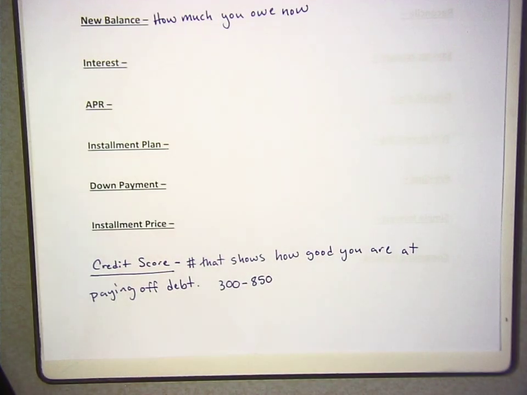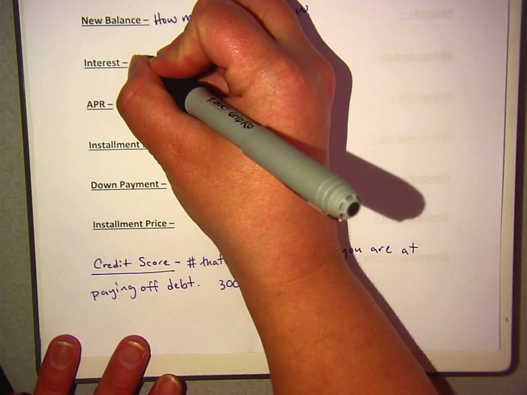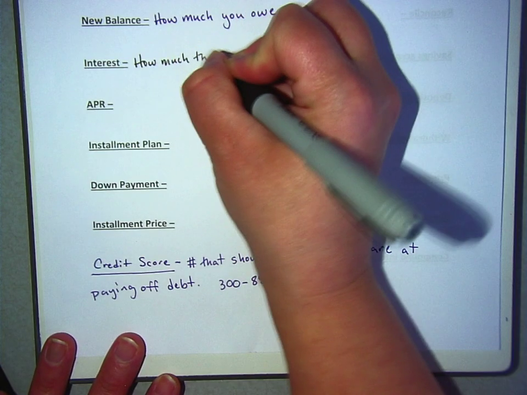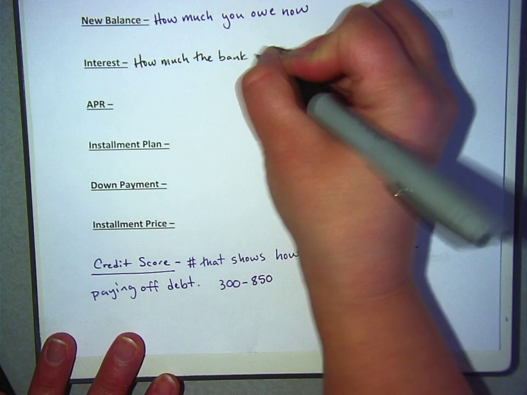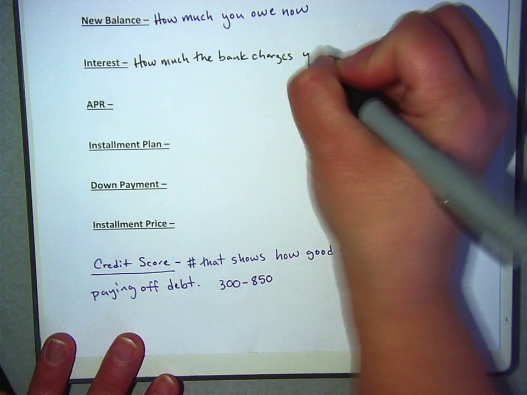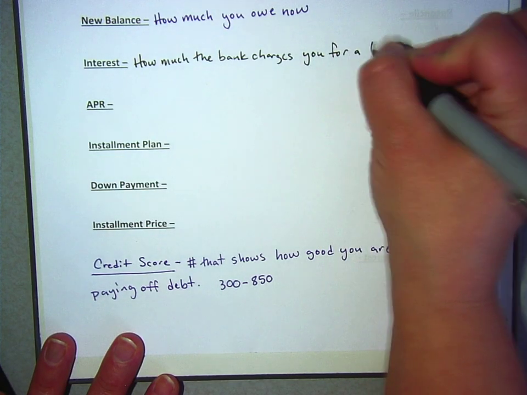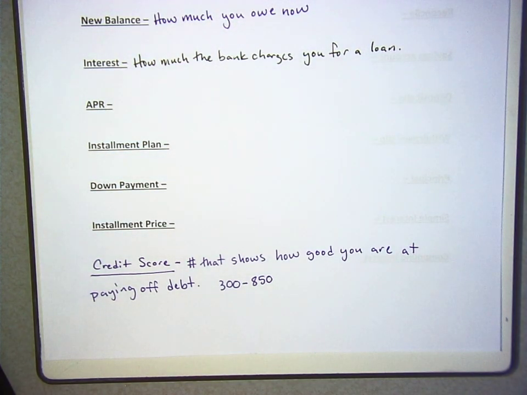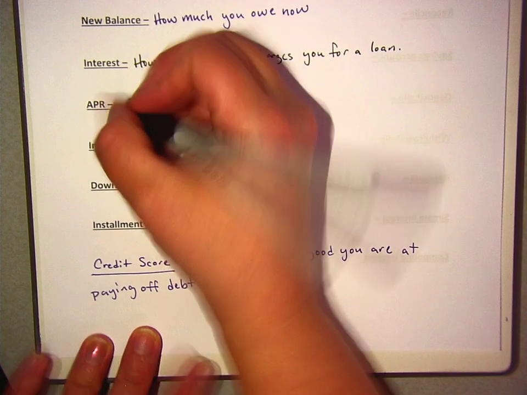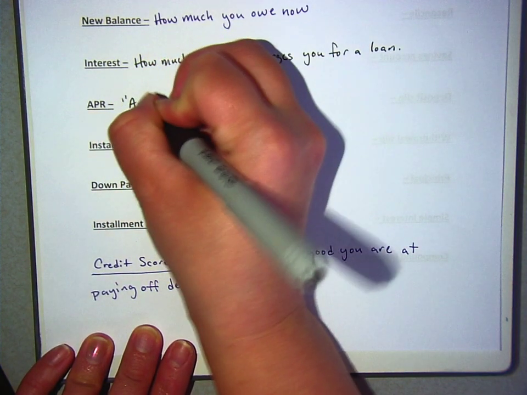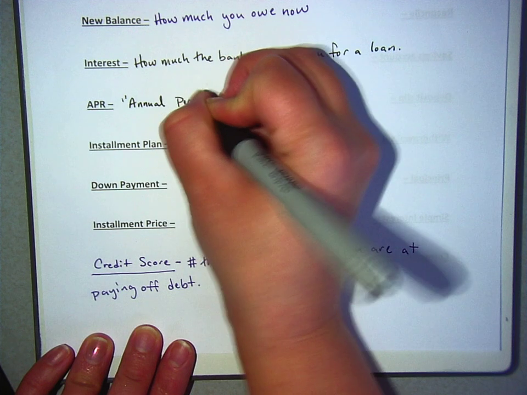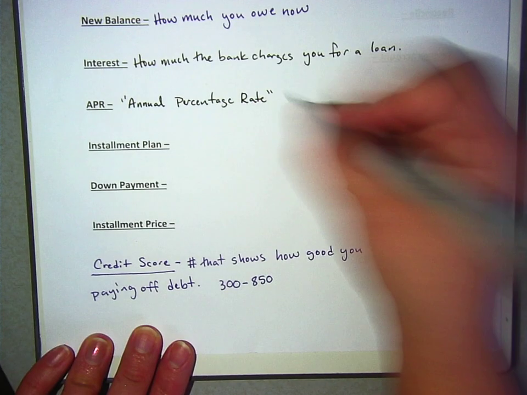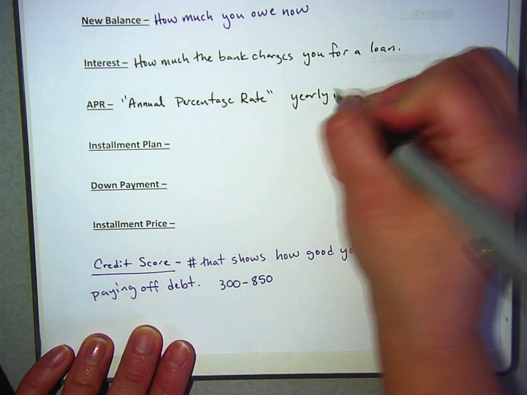So, interest is how much the bank charges you for a loan. And the APR is the annual percentage rate, which is your yearly interest rate.